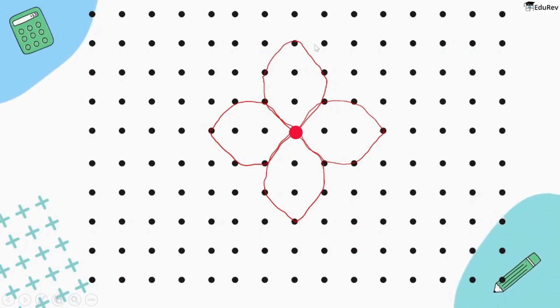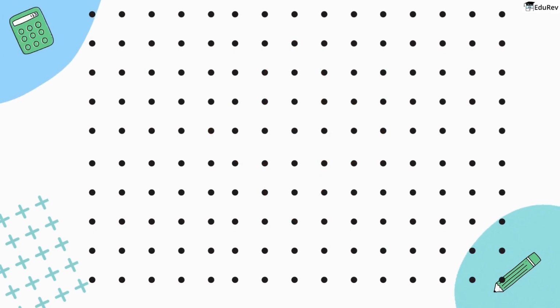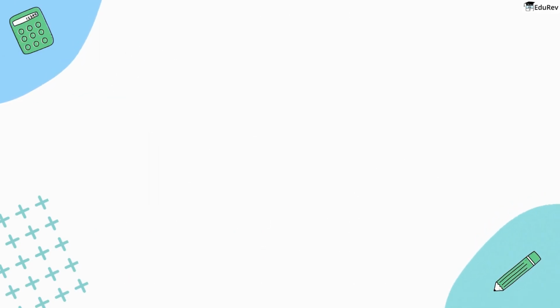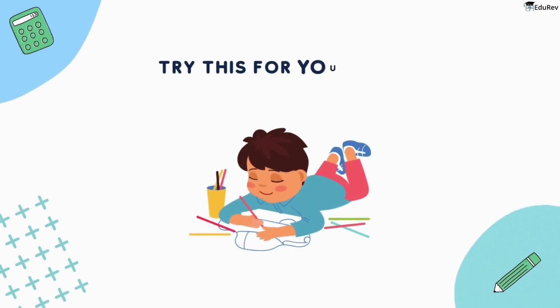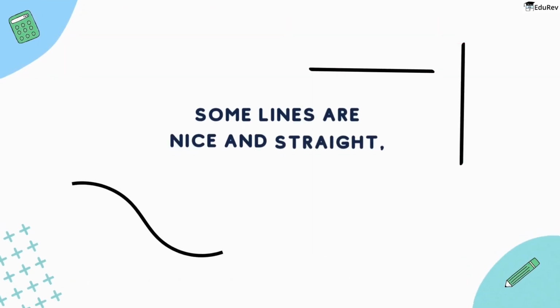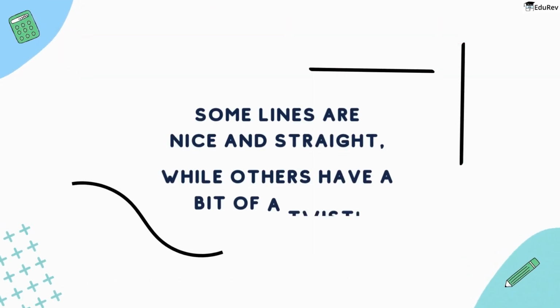Now again, using the dot grid, we will make a kite and a star in a similar way. Children, you try this for yourself. For reference, we have also shown on the screen how your dot grid will look after drawing all these images. Students, what do you notice? Some lines are nice and straight, while others have a bit of a twist.